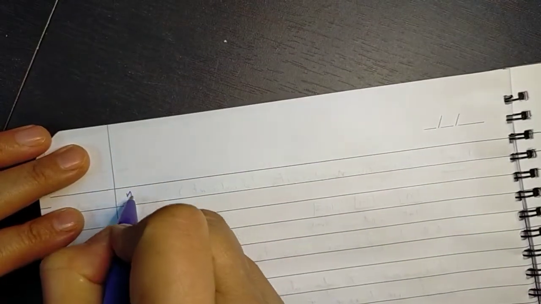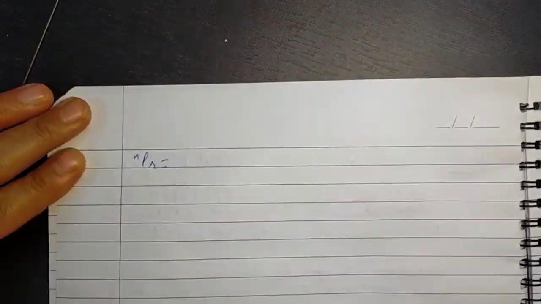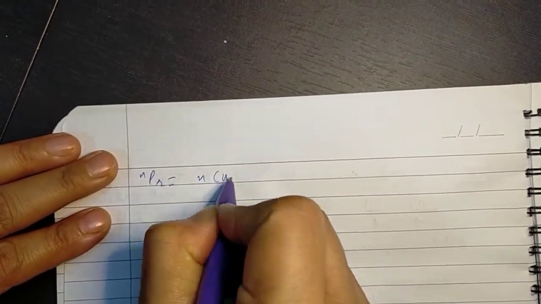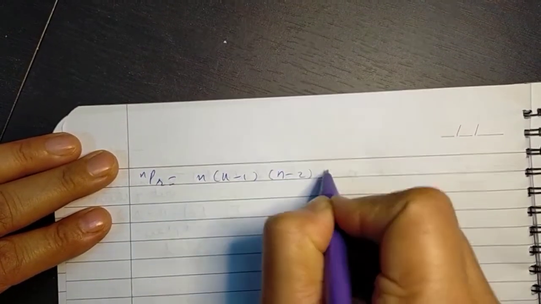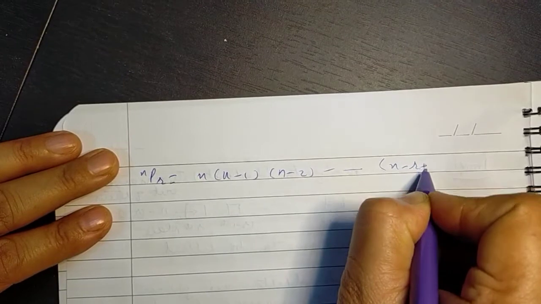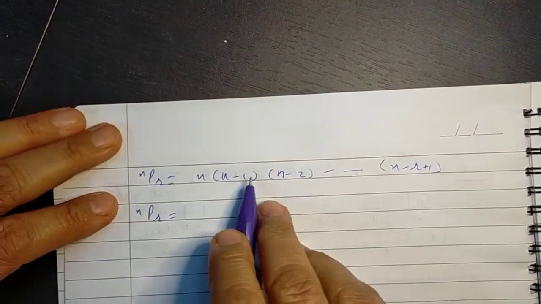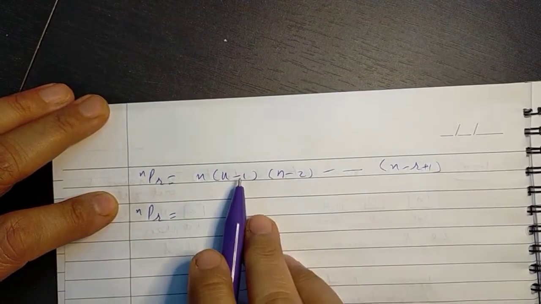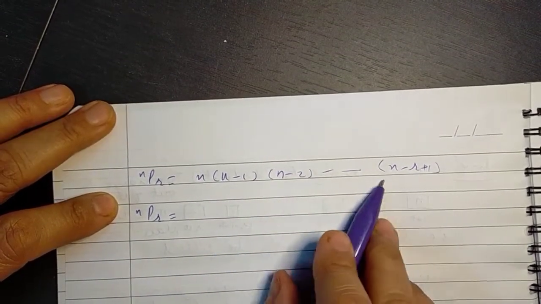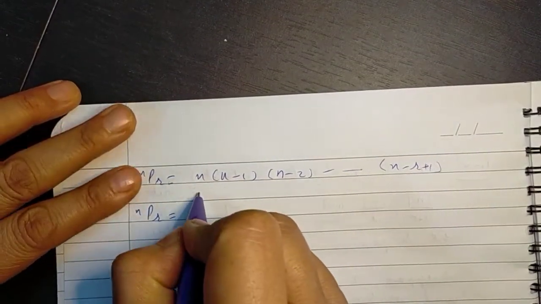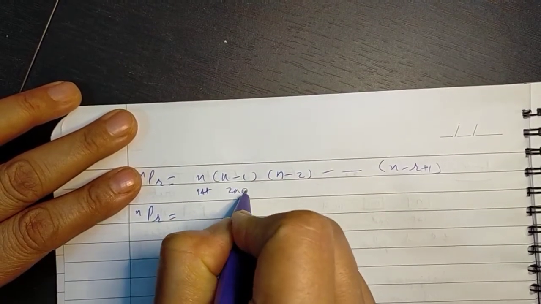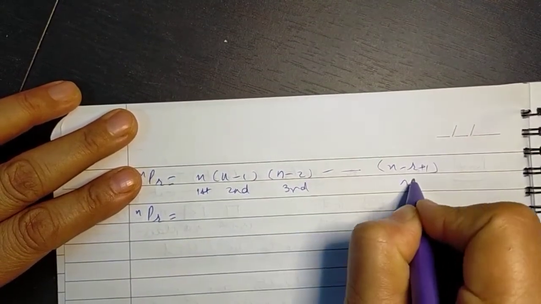So we can write, now if you just see, we know that nPr is equal to n, (n minus 1), (n minus 2), and so on, up to (n minus r plus 1). Now if you observe carefully, this is the product of r consecutive natural numbers. This is the first position, this is the second, this is the third, and this is the rth.